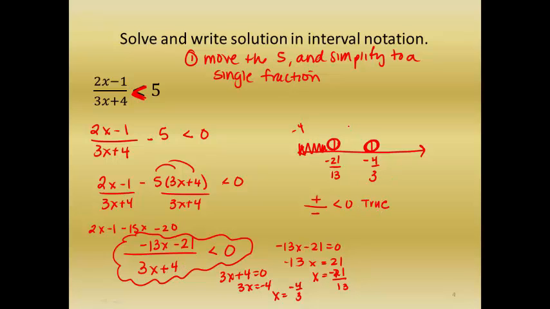Choosing a number in between here, I'm going to actually test negative 1.5. Okay, so in my numerator, when I substituted a negative 1.5, negative 13 times negative 1.5 minus 21 is negative. And when I substituted a negative 1.5 into the bottom, 3 times negative 1.5 plus 4 is also negative. So a negative over a negative less than 0 is false, so I will not shade in between.